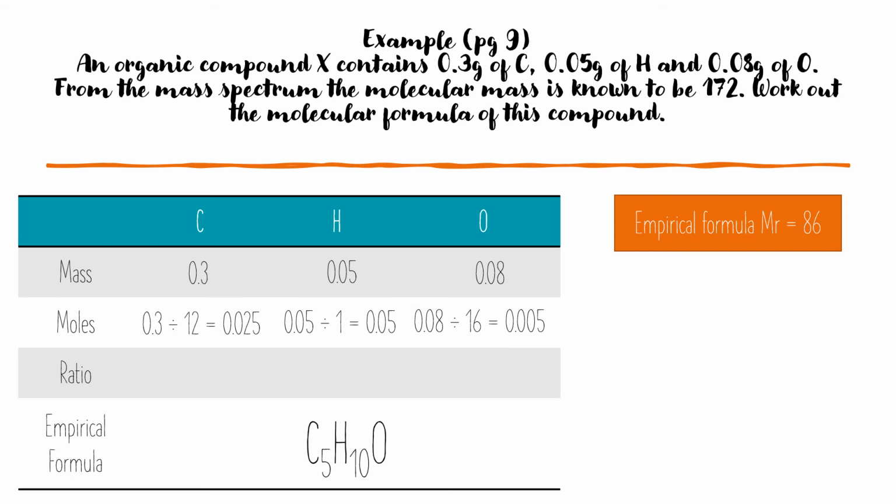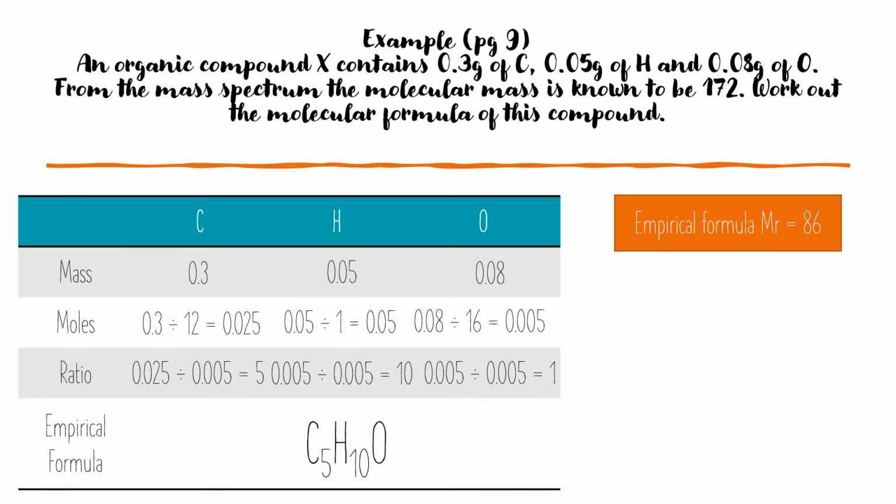And the smallest one there is 0.005. So for carbon, our calculation is 0.025 divided by 0.005, and that gets you 5. Then for hydrogen, it's 0.05 divided by 0.005, gets you an answer of 10. And then for oxygen, 0.005 divided by itself gets you an answer of 1. So your empirical formula, as you can see there at the bottom, is C5H10O. So that's the first step done.